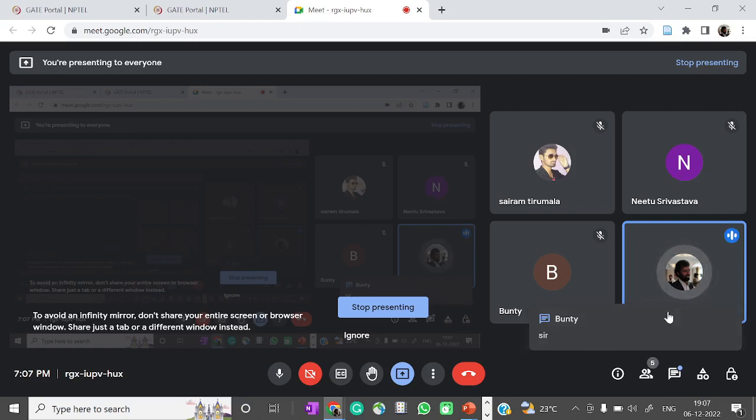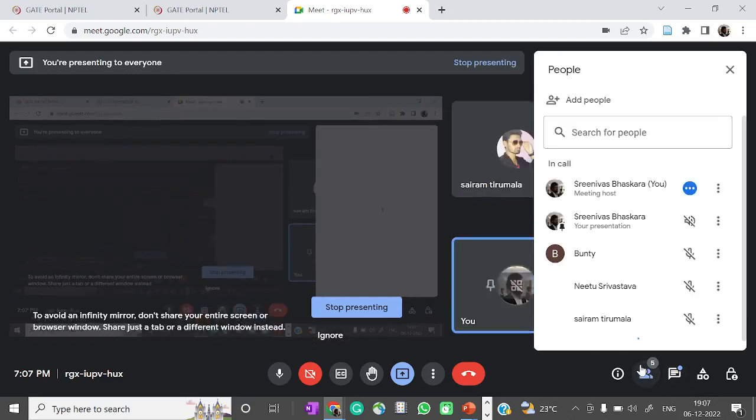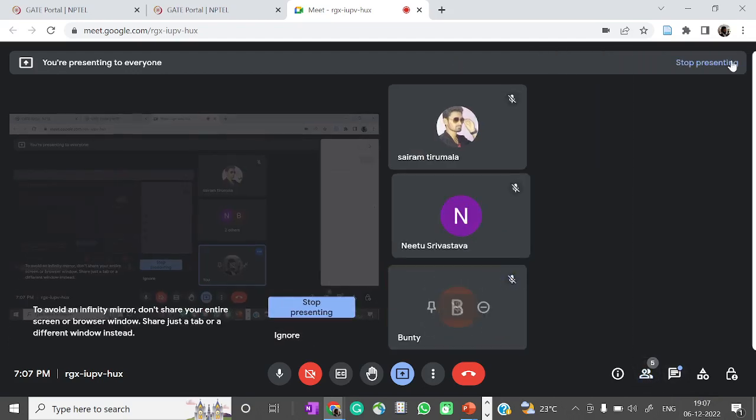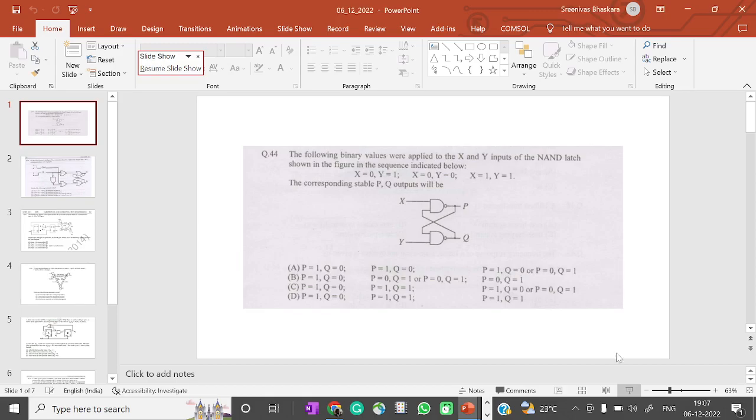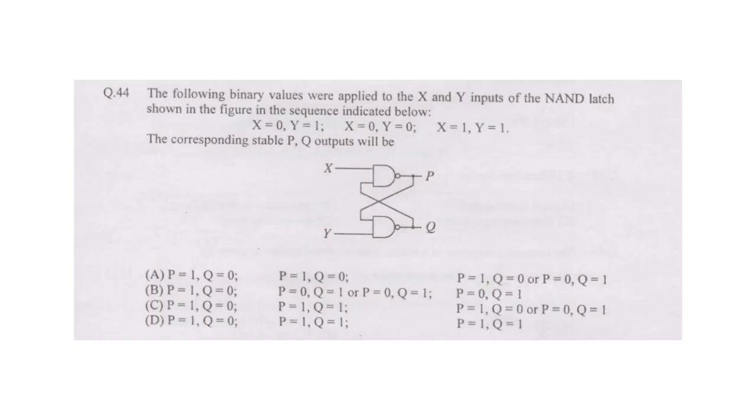Okay, all right. So I'm solving these problems, your problems, whatever you asked for. So let's see. Okay, so this is the first question that you asked for. The following binary values are applied to the x and y inputs of the NAND latch shown in the figure in the sequence x equal to 0, y equal to 1, x equal to 0, y equal to 0, x equal to 1, y equal to 1, right?